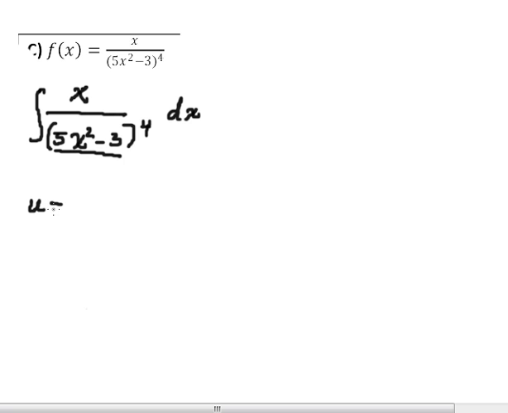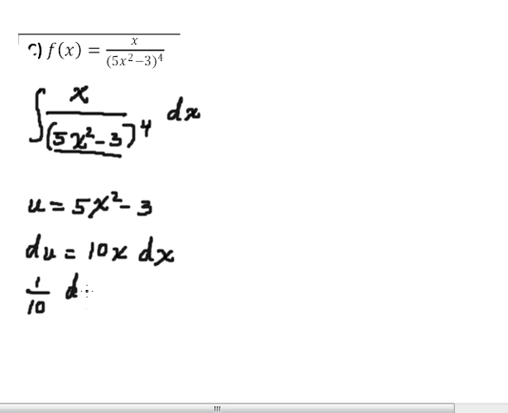So we substitute u equal to the inner function, 5x squared minus 3. And du is equal to 10x dx. So this x dx is going to become 1/10 du. So that's basically how we get rid of this x. It's part of the du. Alright, now we're ready to substitute. So again, for x dx, we're putting 1/10 du.